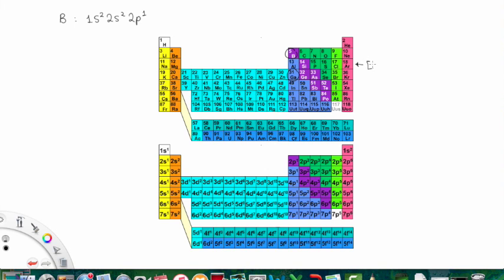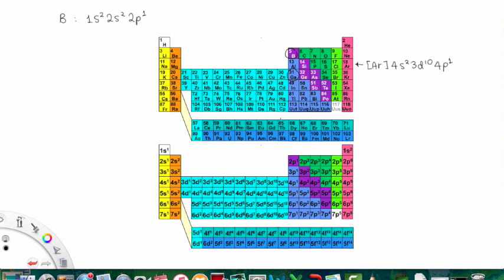We would write Ar, and then what follows Ar? We have 4s2, and then we have 3d10, and then this guy right here is 4p1. And so I again just followed this table. But now I want to tell you a few rules and exceptions.